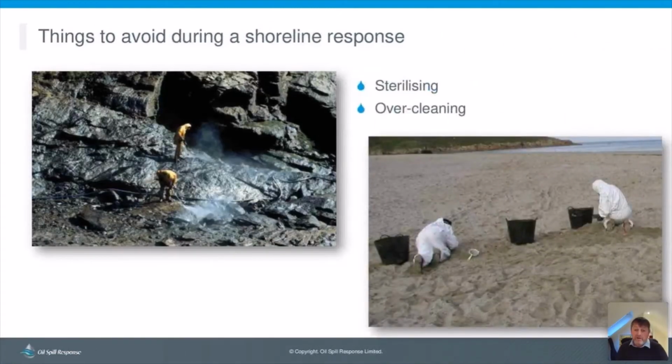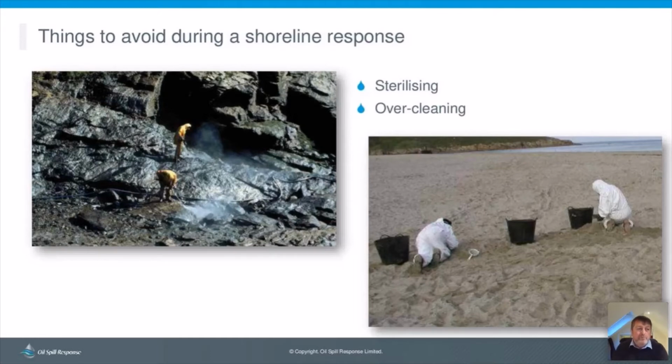So what we're trying to avoid is that over sterilizing. By setting that endpoint and making it a realistic endpoint, that's the point at which we clean to. If we go beyond the endpoint and we over clean, then that's when we're going to cause more environmental damage if we're not careful. A good example of that was the Sea Empress spill in the UK back in 1996.